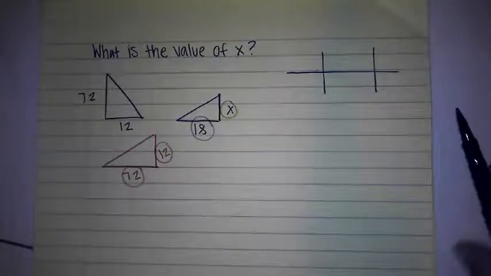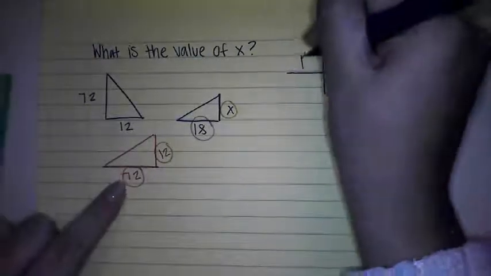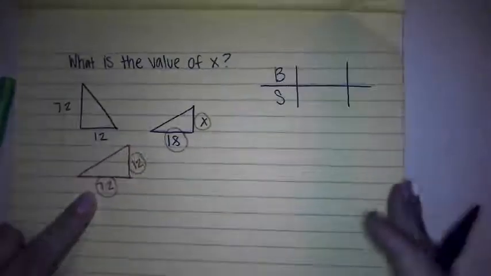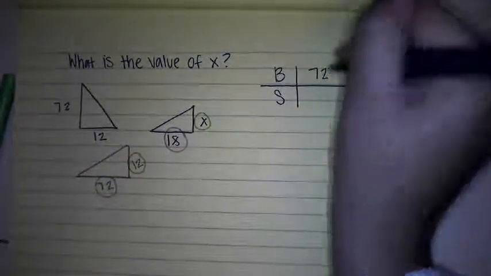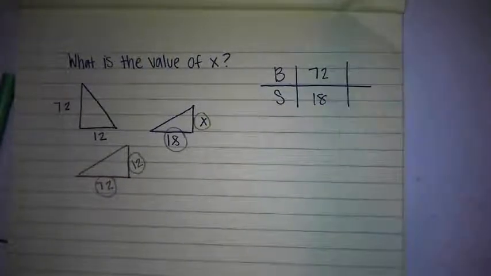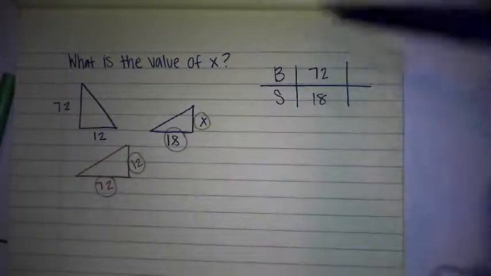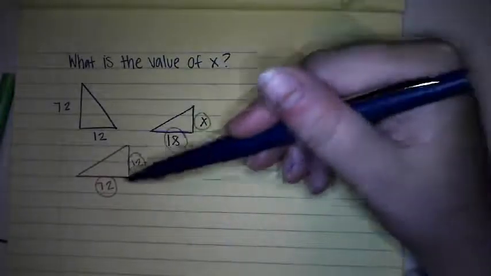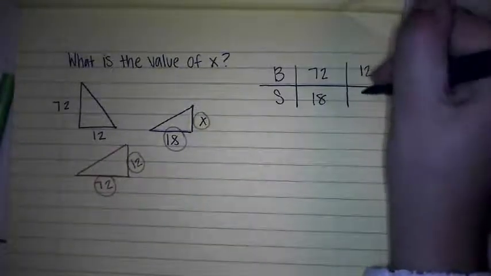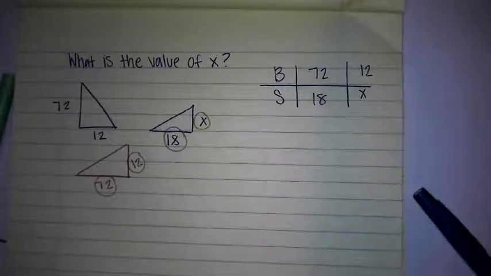So what I'm going to do next is big over small. I'm going to do 72 over 18. And when you do big over small on this side, you have to do it over here too. So then you come back to your big shape and do 12 over X. And then we're going to cross multiply.